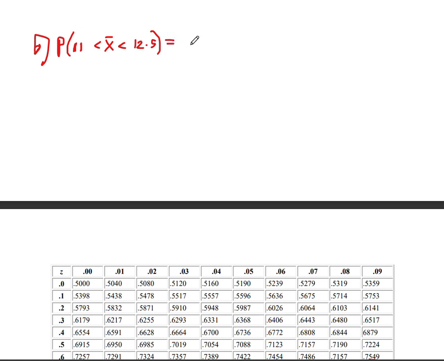So we need to standardize two values here. We're going to rewrite this as the probability, and wherever each value is, the 11 and the 12.5, I'm just going to write the standardization formula for x bar. So this is x bar minus mu divided by sigma over the square root of n. Where I see x bar here, I'm going to replace it with z. So this is less than z, less than, and I'm going to write again x bar minus mu divided by sigma, the standard deviation, over the square root of n.